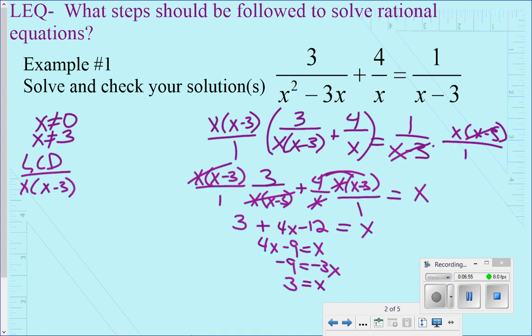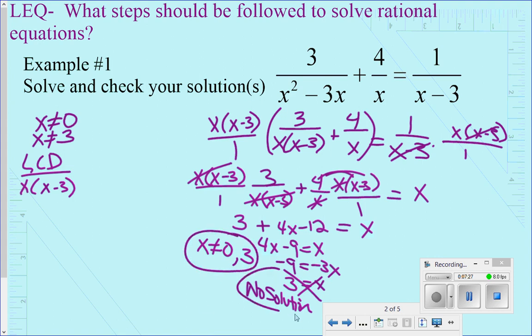Now, we already took time to get the domain restriction, so remember, the check really just means check the domain restrictions and confirm that it is a solution or cross it off if it's not. So we said 3 cannot be a solution. And I only had that one solution in the first place, which means there is no solution. Again, had 3 not been on my domain restriction list, then I would have included that as a solution. So that work right there, that really is your work for the check.